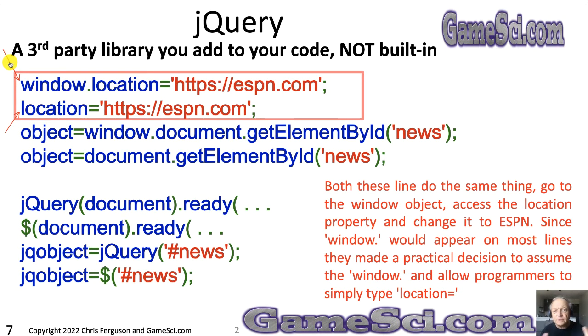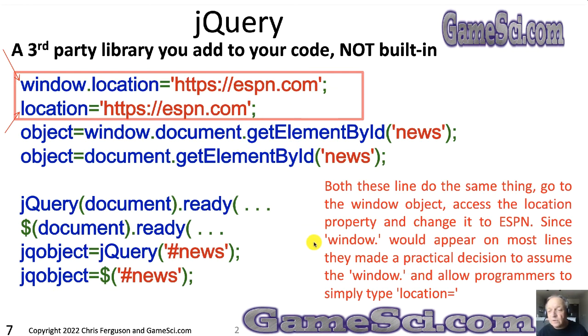Once again, I'm going to start by showing you code that we've already done. This is not jQuery. Window.location equals https espn.com. Or I can just type in location equals https espn.com. I don't have to write out the longer versions. Both of these lines do the exact same thing. They go to the window object, they access the location property, and they change it to ESPN.